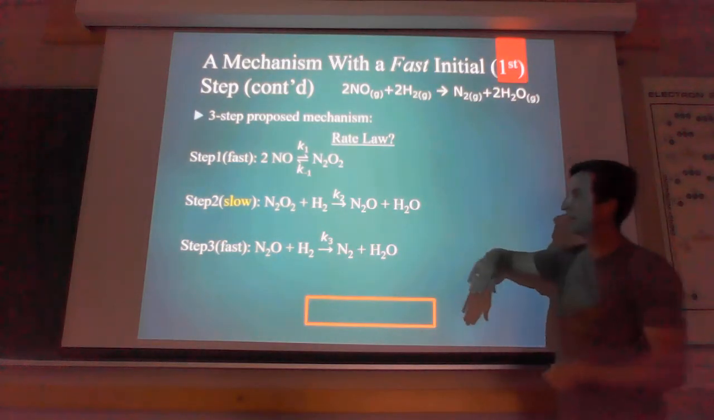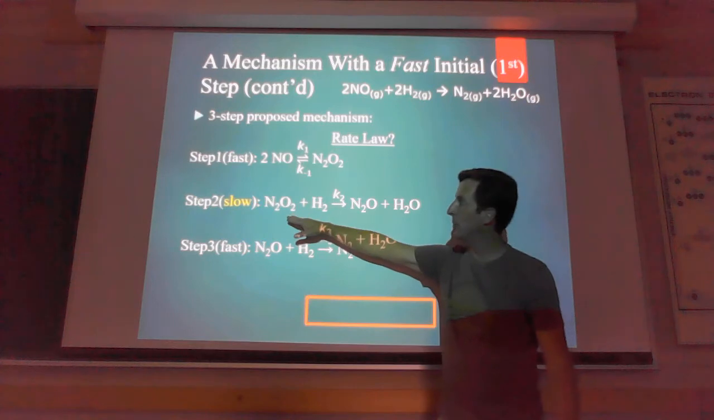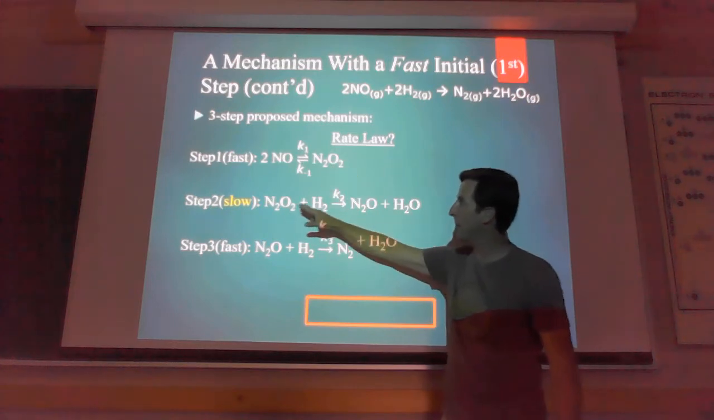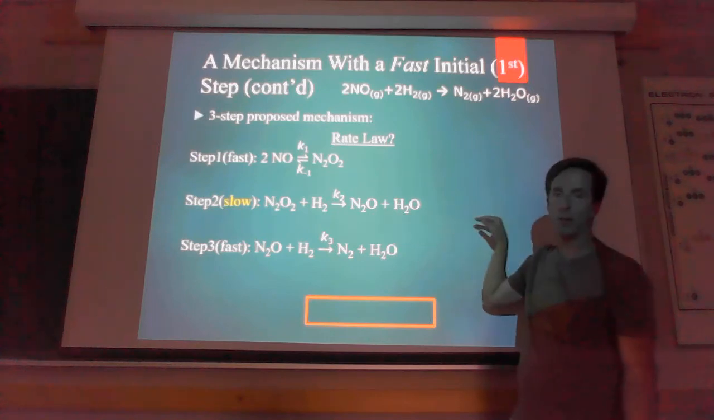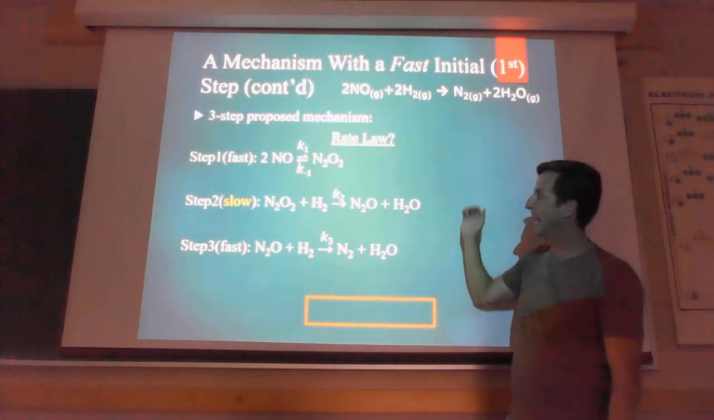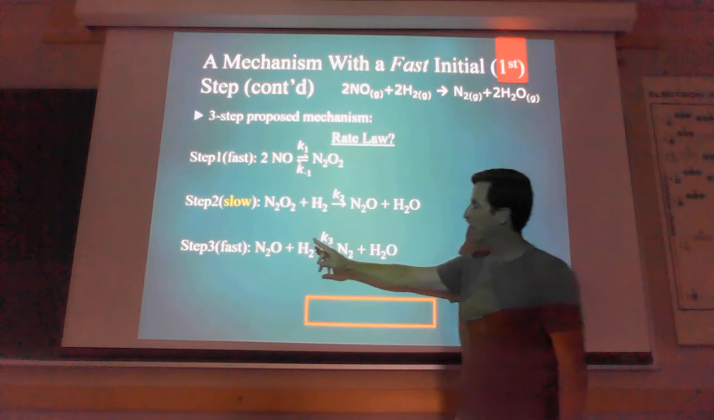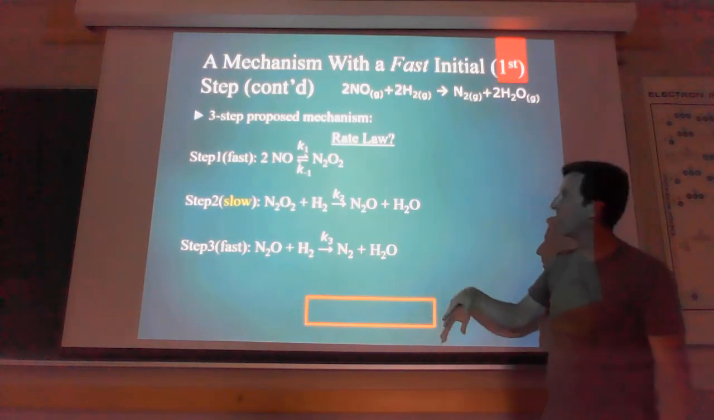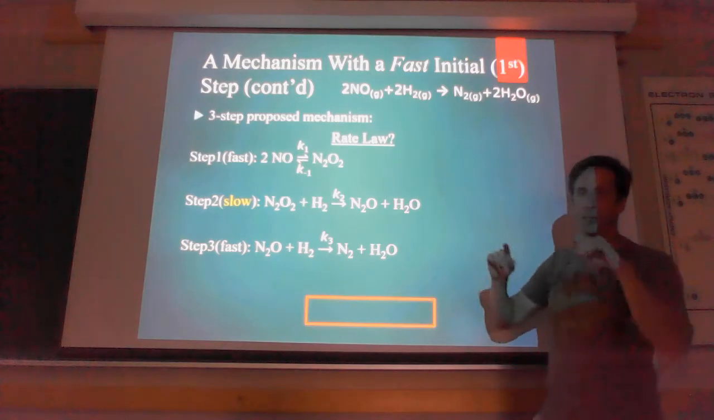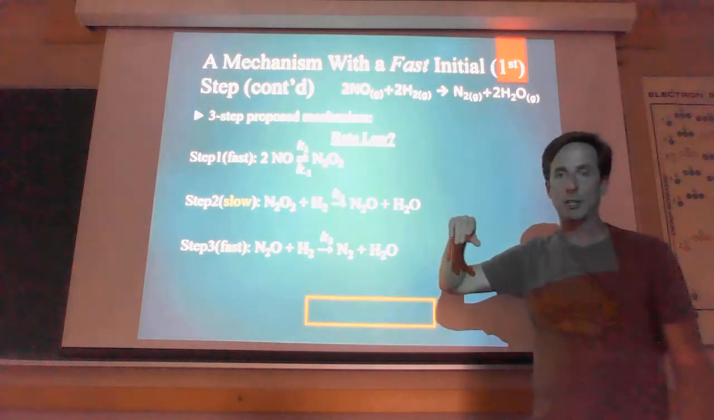The second step: some of the N2O2 I form here is going to bump into H2 and form N2O and H2O. I can also write a rate law for that step. And then once that happens, N2O reacts with H2 to form N2 and H2O. Again, if I add all those up and cancel things out, it does give me my overall reaction.